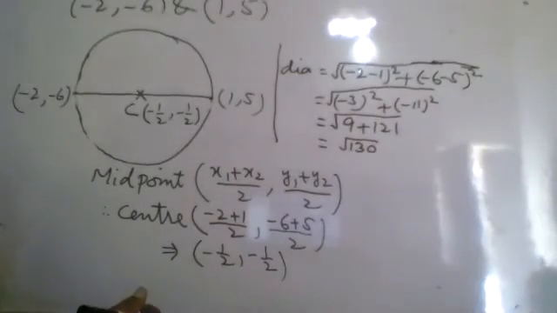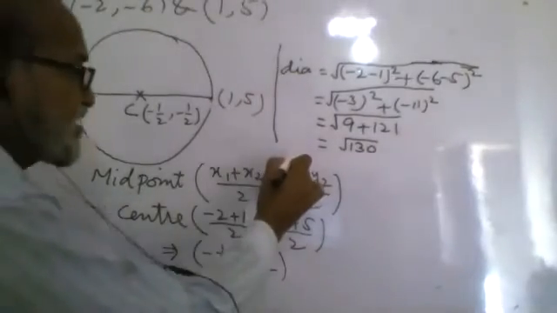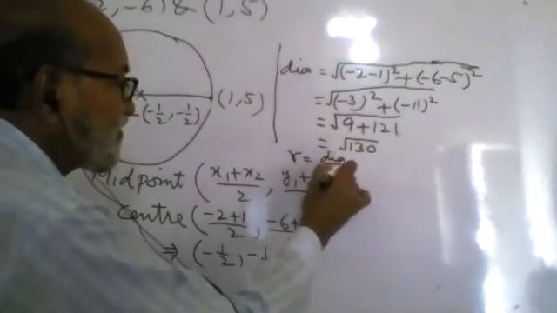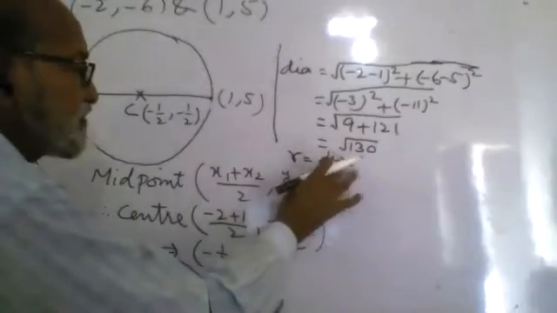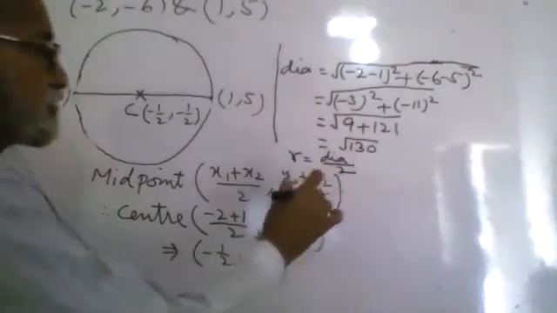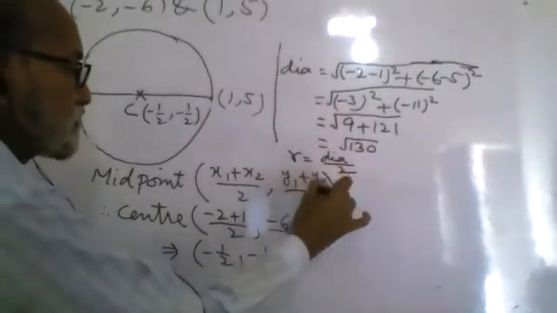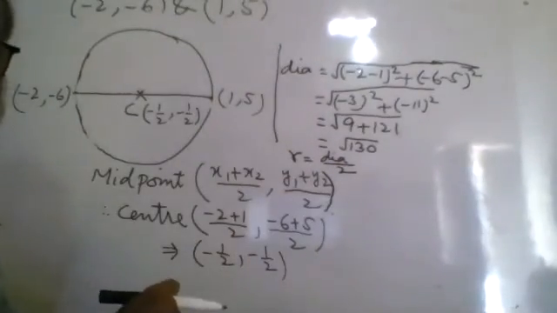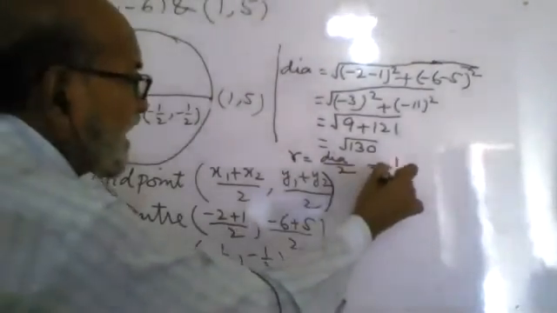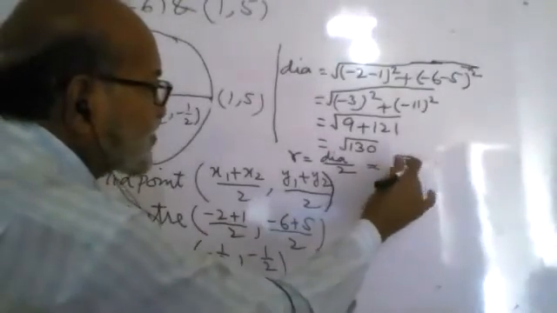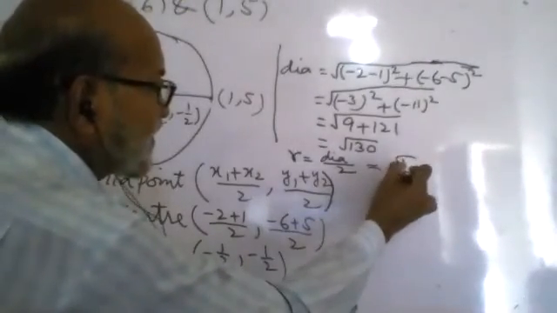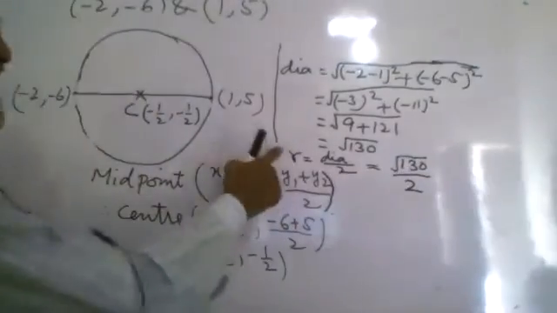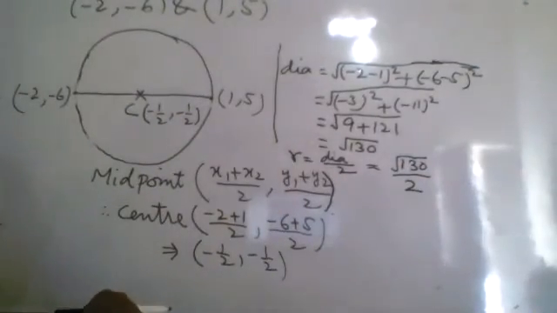Radius will be half of this one. Radius is equal to diameter upon 2. It will become under root 130 divided by 2. This is the radius.